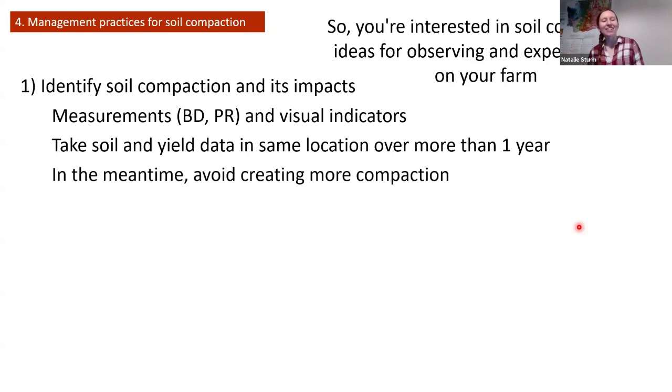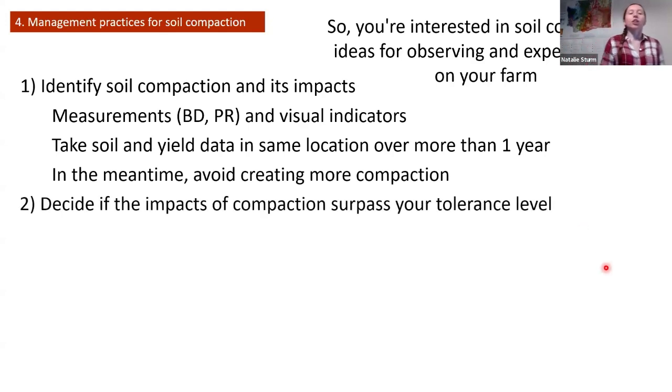In the meantime, as I mentioned at the beginning, you can manage compaction by trying to avoid creating more compaction as much as possible. So we've identified compaction and some of its impacts. At that point, it's up to you to decide whether those impacts surpass your tolerance level, and that can have to do with your soil types, your cropping system, and your economic risk threshold.